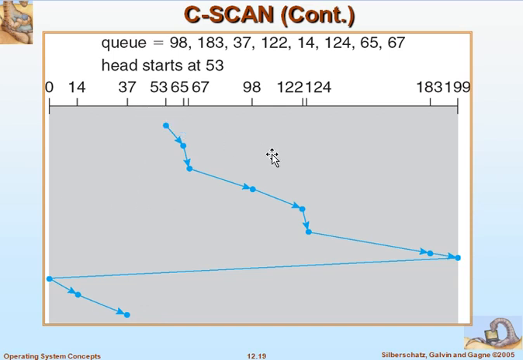It will move in one direction, beginning from the start to the end of the disk, catering all the requests. Once it reaches the end, the head will directly come to the beginning. It will not cater any request in the return, and again it will start moving towards the end of the disk, catering all the requests, and so on. It will keep on repeating this.